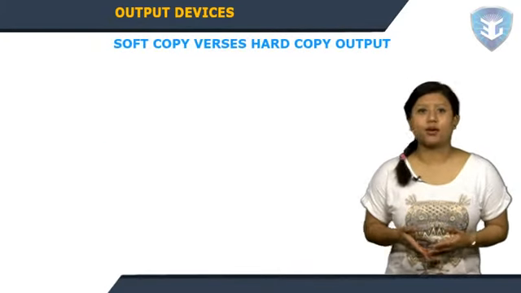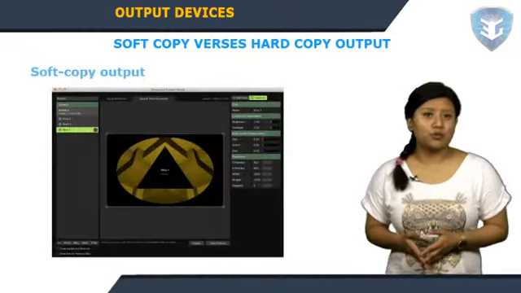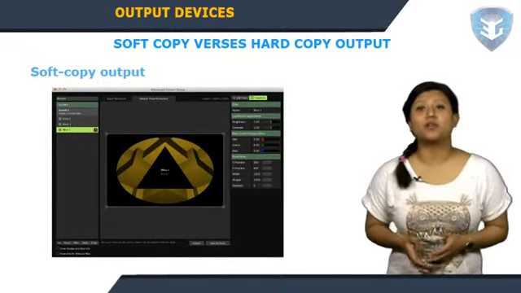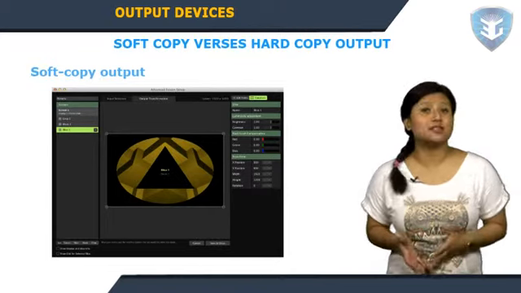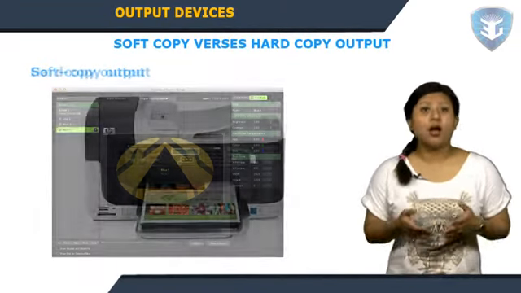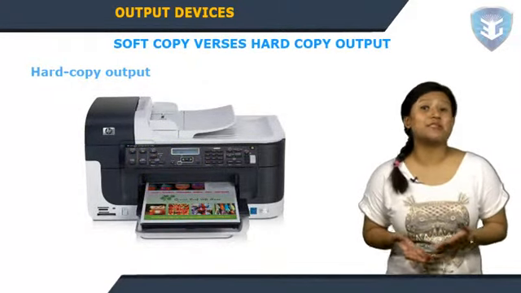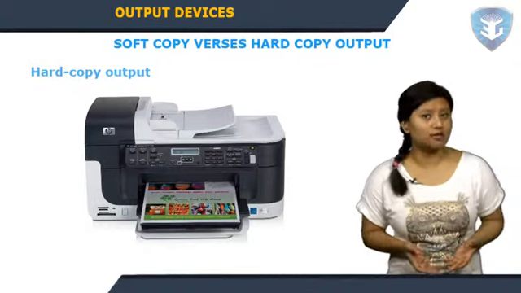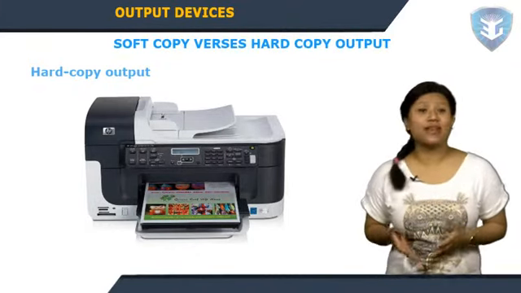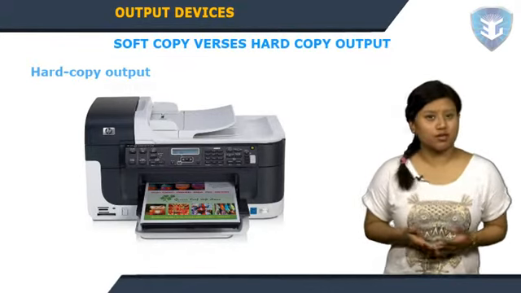Let's learn about soft copy versus hard copy output. Soft copy output is not produced on paper or some material that can be touched and carried for being shown to others. They are temporary in nature. Hard copy output is produced on paper or some material that can be touched and carried for being shown to others. They are permanent in nature and can be kept in paper files or looked at later when the person is not using a computer.